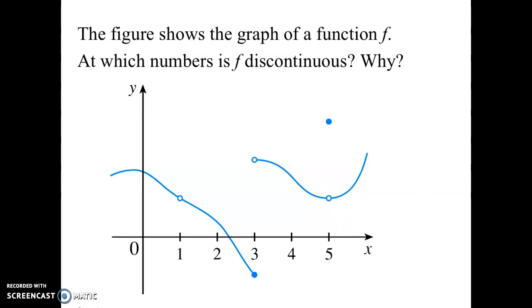So there's our 3 scenarios. Notice those 3 things have to be in place in order for a function to be continuous. Here, the value of the function did not exist. Here, the value of the limit did not exist. And here, the value of the function did not equal the value of the limit. Therefore, all 3 places have points of discontinuity.